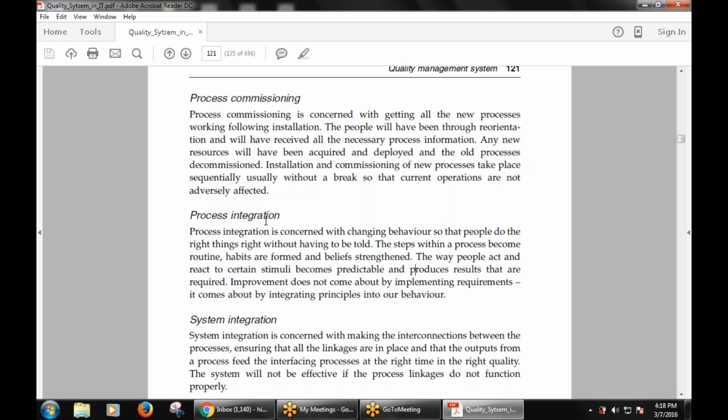That means there is no pushing and prodding that you have to do. Everything is okay. It's your responsibility to do your task. So the way people act and react to certain stimuli, that is situations, becomes predictable and produces the results that are required, as part of process integration.